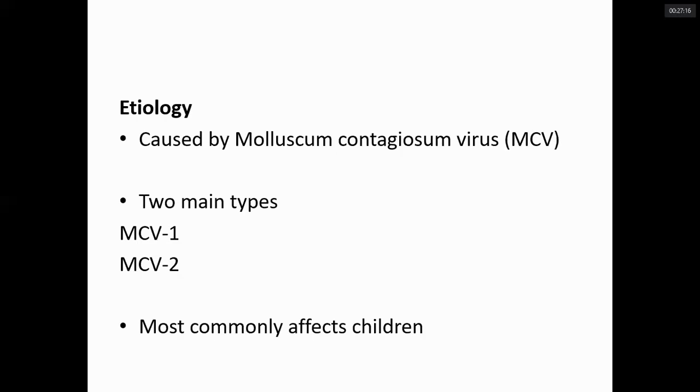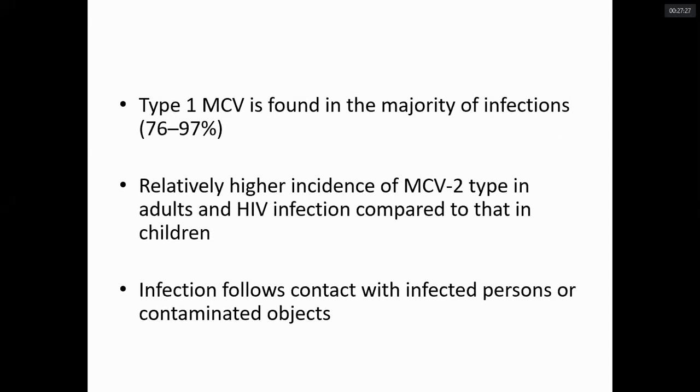Now, molluscum contagiosum. It is caused by the molluscum contagiosum virus. There are two main types: molluscum contagiosum virus type 1 and type 2. It mostly affects children. Most of the infections are caused by molluscum contagiosum virus type 1, that is 76 to 97% of the infections. And there is a relatively higher incidence of molluscum contagiosum virus type 2 in adults and HIV infection compared to that in children. Infection mainly follows contact with an infected person or contaminated objects, that is through fomites.